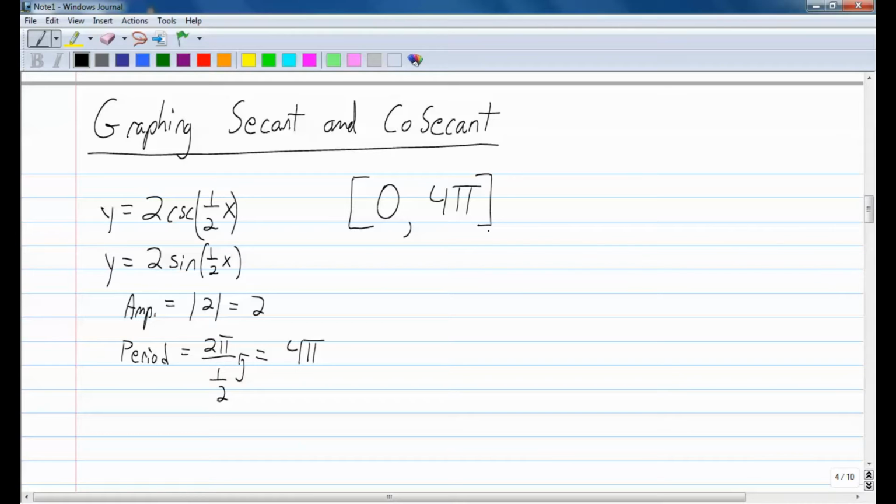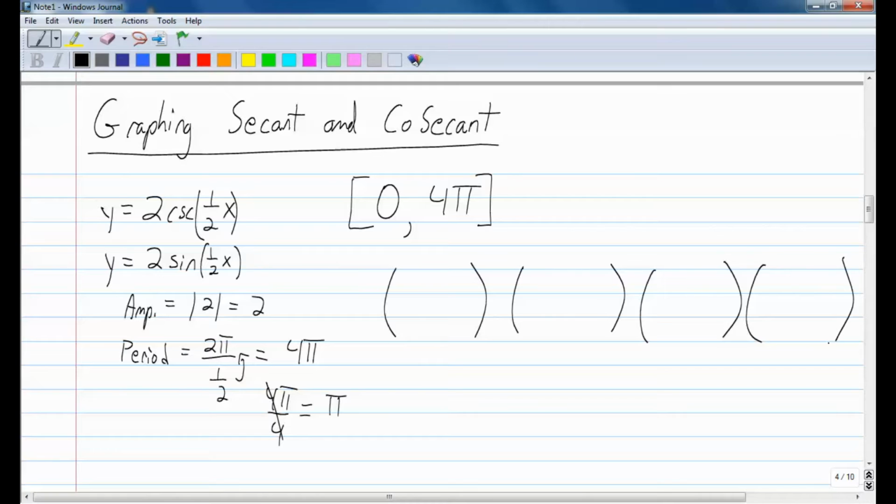So we take the period and divide by 4, so that we can get the value that we add to each significant point to get the next significant point in our subintervals. The period divided by 4, so 4 pi divided by 4, that's pi. Now I have 4 subintervals that I'm going to make. It's going to help me figure out my significant points on the x-axis. I know that I start at 0, and I know that I end at 4 pi.